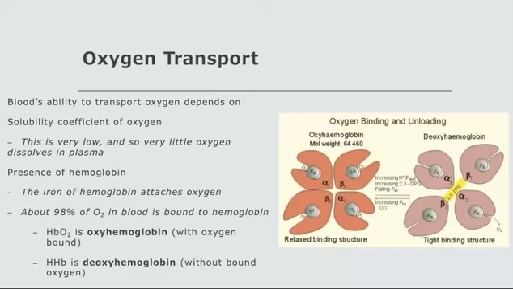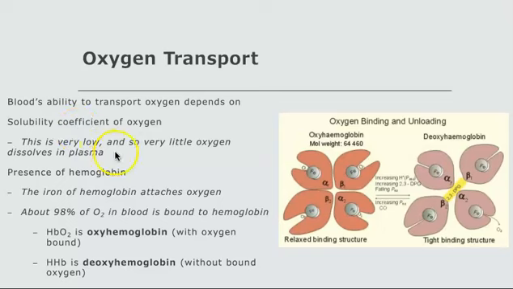And our blood's ability to transport oxygen will depend on the solubility coefficient of oxygen. So I want you to know that the gases are going to vary in their solubility in water. For instance, carbon dioxide is about 24 times as soluble as oxygen. Nitrogen is about half as soluble as oxygen, so it does not normally dissolve in blood in sufficient amounts. And gases with low solubility are going to require higher pressure gradients to push that gas into the fluid.